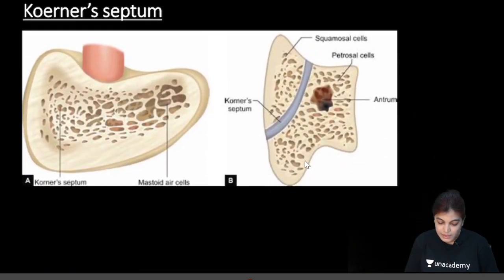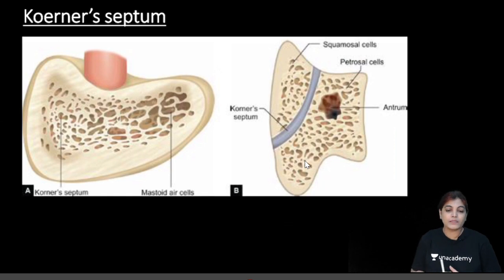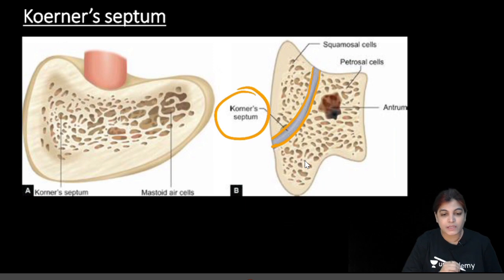Now just see the other diagram. This is showing the coronal septum. Actually this septum is a junction or suture formed between the petrous part of the temporal bone and the squamous part of the mastoid part of the temporal bone. Can you see this septum? This is the coronal septum, and its location is between the squamous part and the petrous part.